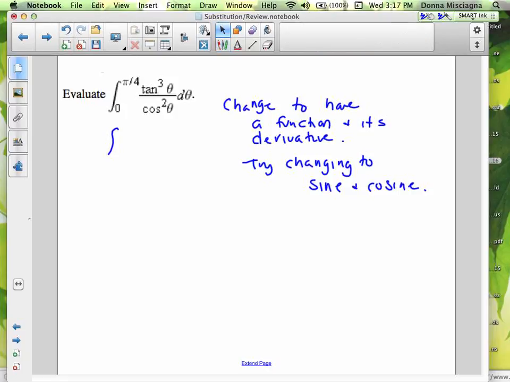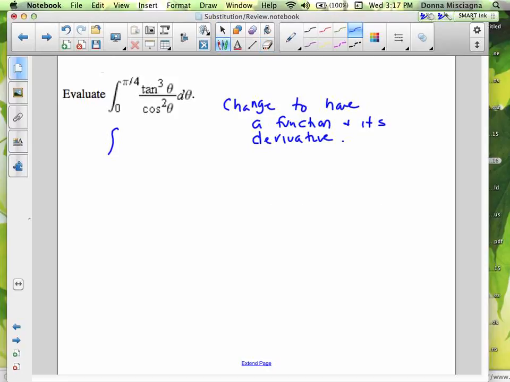But let's pull one of the tangents off, because we have an odd number there. Let's pull a tangent out. So now we have tangent theta times tangent squared theta all over cosine squared theta. Let's think about maybe the Pythagorean identity. Sine doesn't look so good with the square there. What about one of the Pythagorean identities? You could change the cosine squared to 1 minus sine squared.